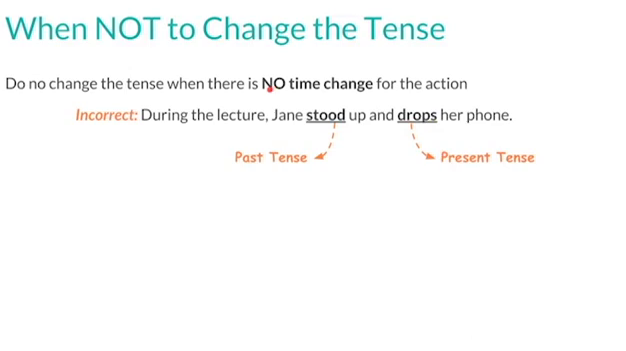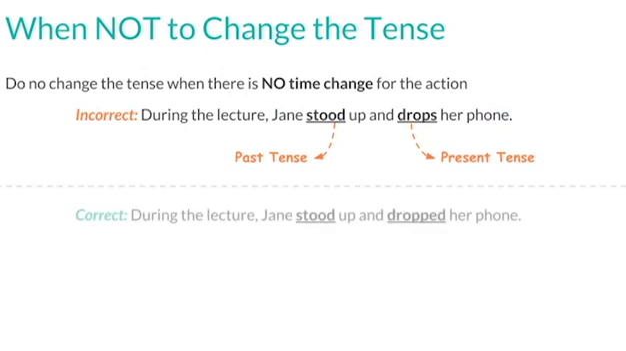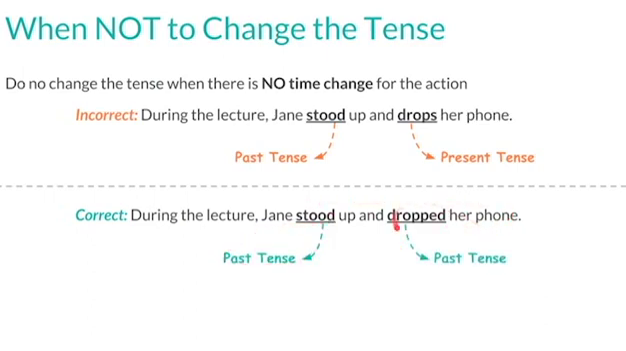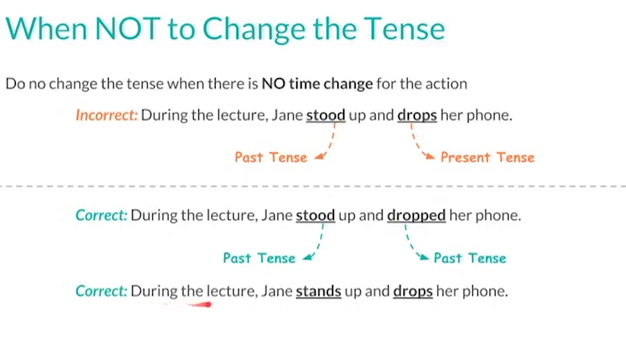Because in this sentence, we don't have any time change for the action. You see, the action of Jane standing up and dropping her phone happened at the same time. So because these actions happened at the same time, we have to use the same tense. So the correct version of this sentence would read, "During the lecture, Jane stood up and dropped her phone." Okay? Both actions are happening at the same time, therefore we use the same tense. In this case, both verbs are in past tense. On the other hand, you could also write, "During the lecture, Jane stands up and drops her phone." This is also correct because both verbs are happening in the same tense. In this case, they're both in present tense.